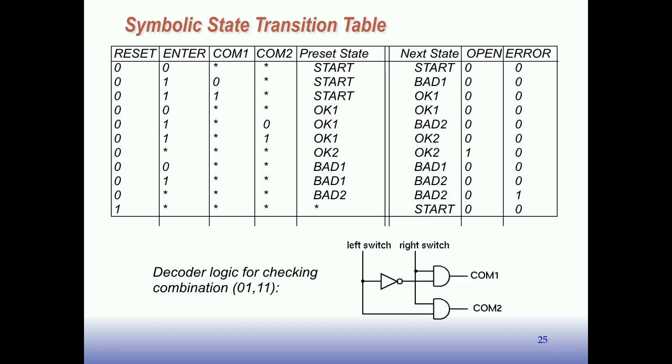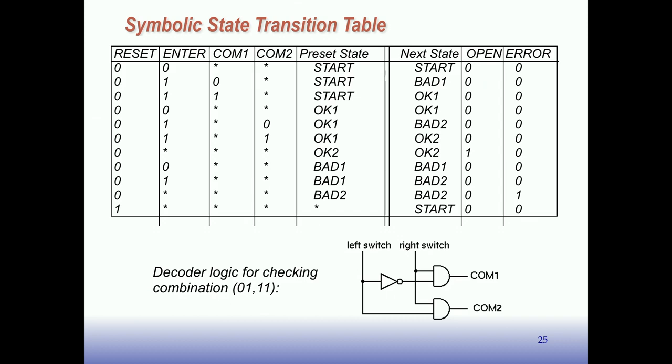Right? This table is actually really big because we have all these present states plus all the combinations, all of the zeros and ones for reset, enter, and COM1 and COM2. So this is just an abbreviated form. For instance, we look at reset. If reset is 1, and for all the other values of enter, COM1, COM2, and present states, the next state is going to be start. And the output's going to be 0, and the error is going to be 0.